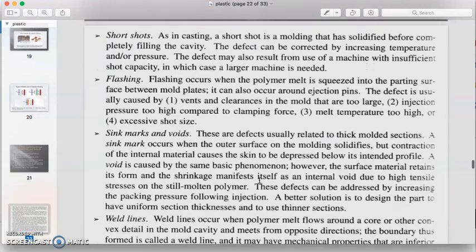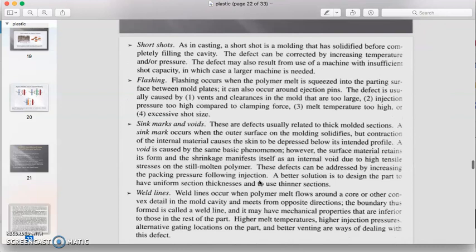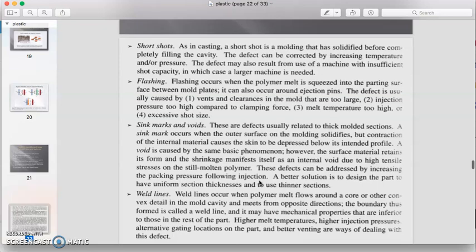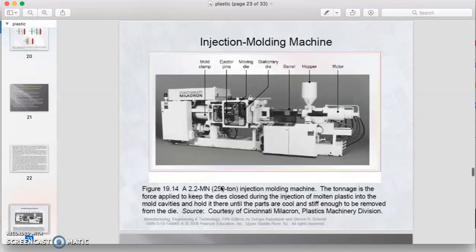Okay, the next slide explains the other defects that may occur in the injection molding process. Okay, this figure shows the injection molding machine.